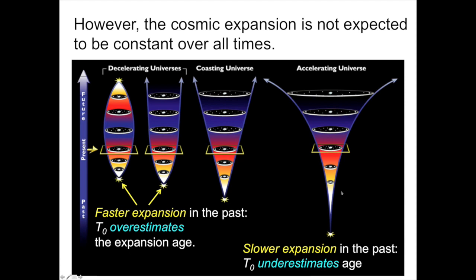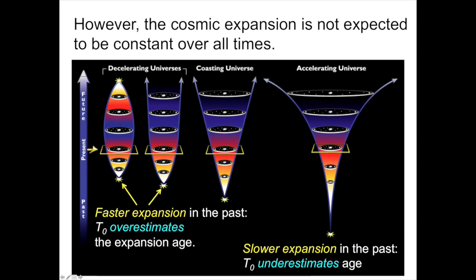However, if we lived in an accelerating universe, in which the expansion of the universe was slower in the past and faster in the present day, then it will have taken me longer to get out to where I am, with the galaxies at their distances and speed as I observe, and therefore the Hubble time will be an underestimate of the age of the universe. This is a little bit of a warning that things are a little bit more complicated.